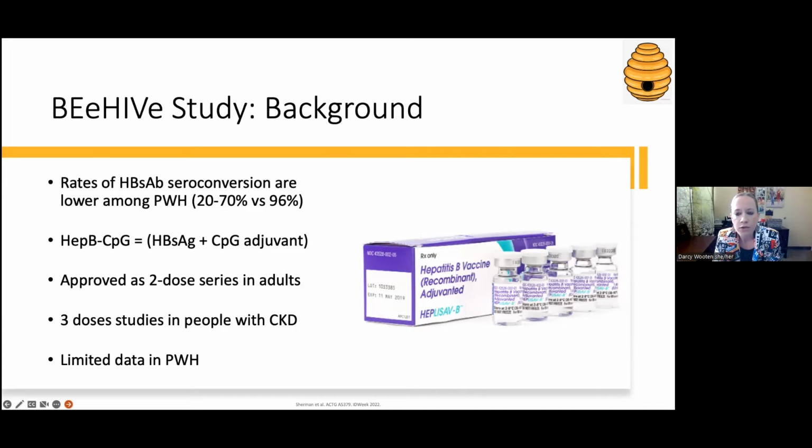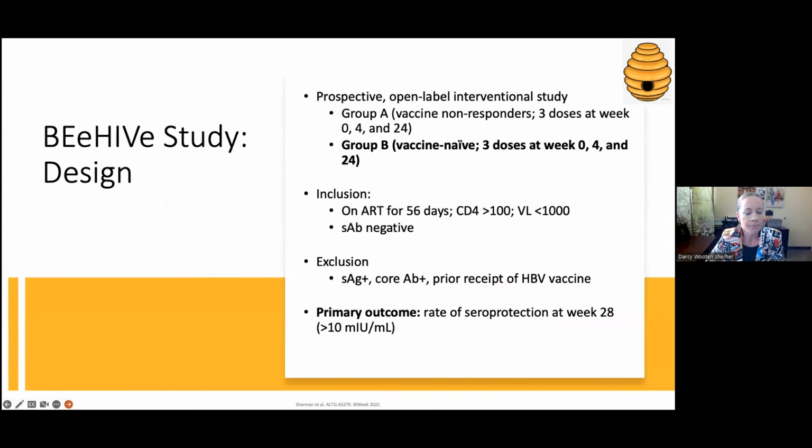This regimen has also been studied in people who have been more difficult to vaccinate and achieve seroprotection, such as those people with chronic kidney disease. And in this population, the regimen has been studied not as how we're currently using it or how it's currently approved as a 2-dose regimen, but as a 3-dose regimen. But we have limited clinical trial data of this vaccine among people with HIV. And so that's what this study was looking at.